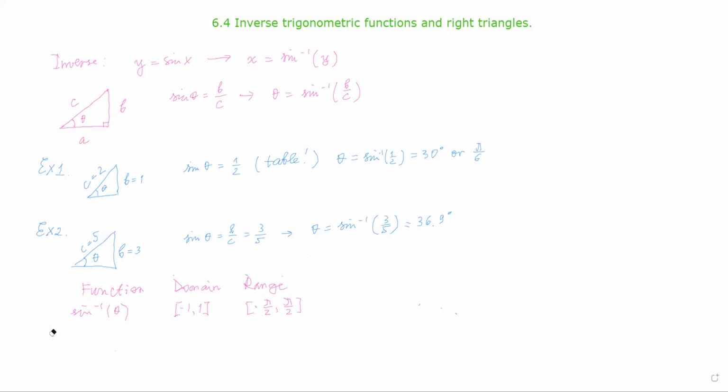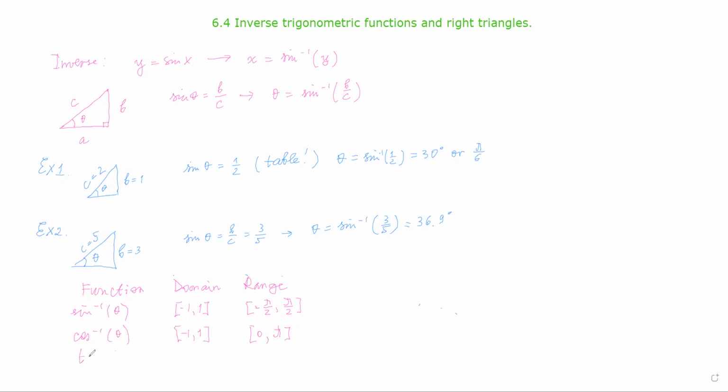Now, what is going to happen for cosine? Well, cosine is going to be slightly different. Usually we have almost everything the same for sine and cosine, but here the domain is still going to be from -1 to 1 because the values cosine returns are -1 to 1, but the range is going to be different. It's going to be from 0 to pi because cosine is 1 to 1 from 0 to pi, not from minus pi over 2 to pi over 2.